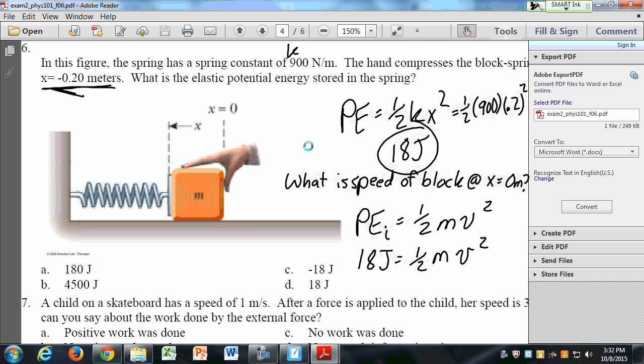Okay? All right, so I didn't give you a mass. Let's say it's 4 kilograms or whatever, just for a number. And I get 18 divided by 2, square root of that gives me the answer, which is 3 meters per second.